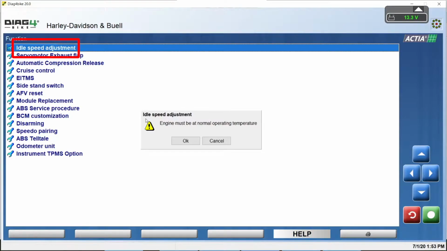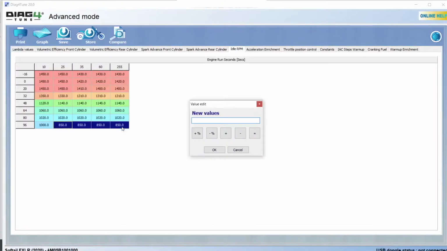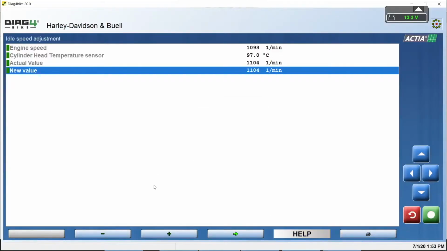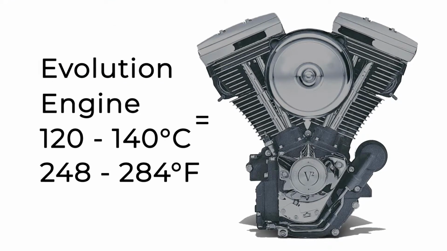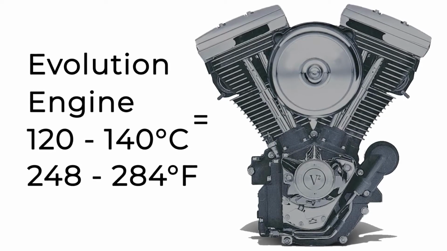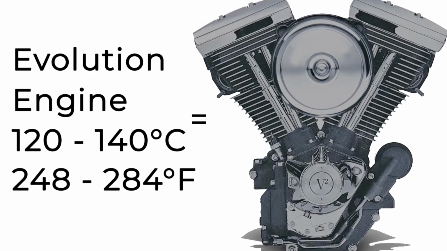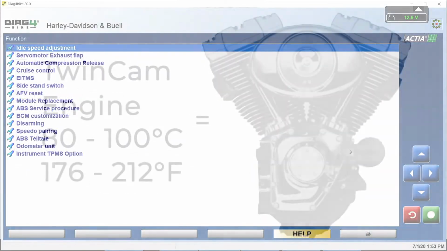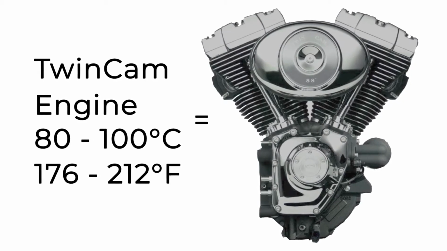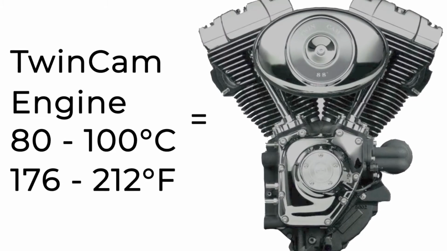The first function is adjusting idle running. This function is available for Evolution and Twin Cam engines. For M8 engines, idle running can only be adjusted by editing tuning maps. In order to adjust idle running properly, the engine must be warmed up to operating temperature. For Evolution engines, this temperature is usually 120 to 140 degrees Celsius, or 248 to 284 degrees Fahrenheit. For twin cam engines, the temperature range is 80 to 100 degrees Celsius, or 176 to 212 degrees Fahrenheit.